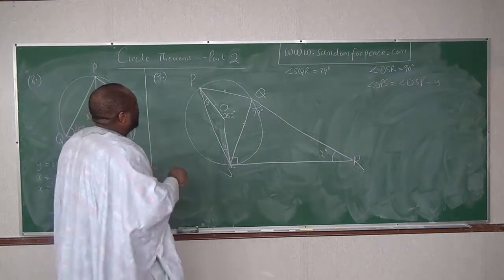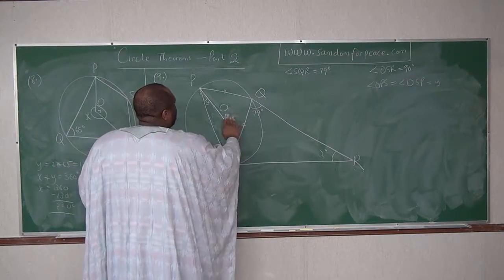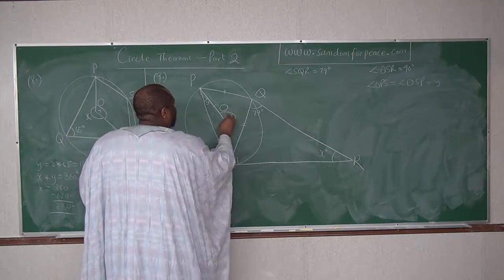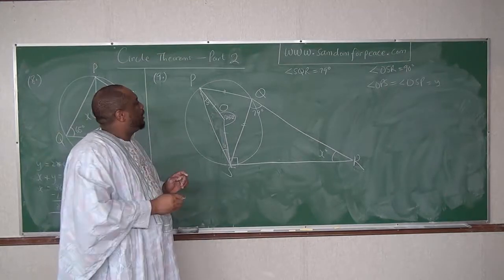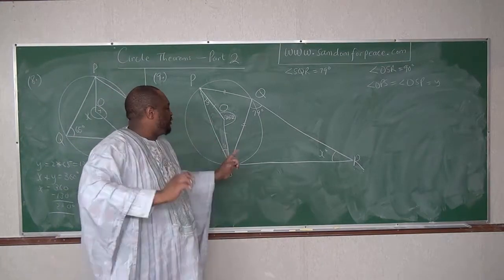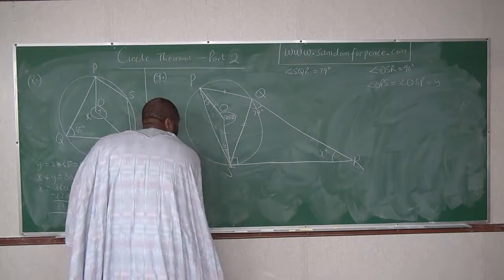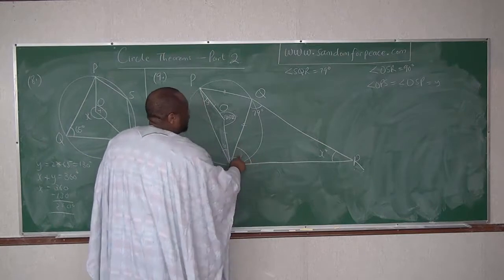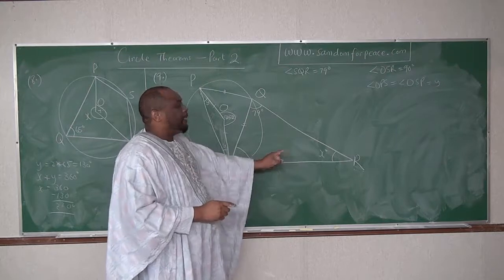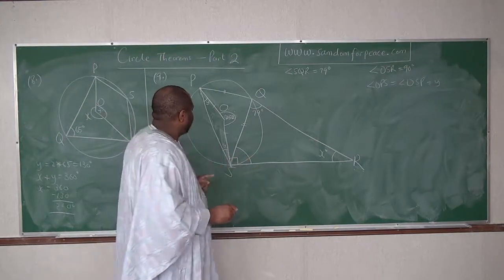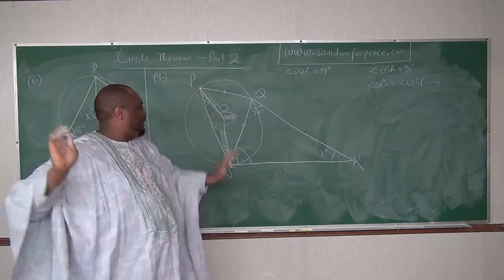Now, this is the reflex here, 252. Let me write it like this, 252. Right? So, we are trying to get this angle here. If we can get this angle, then our problem will be solved, because we will now consider triangle XQR. So what we are trying to do now is to get this angle.